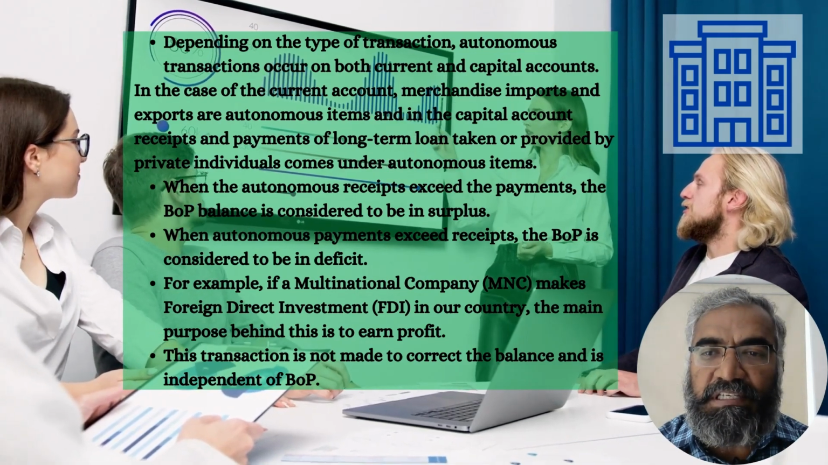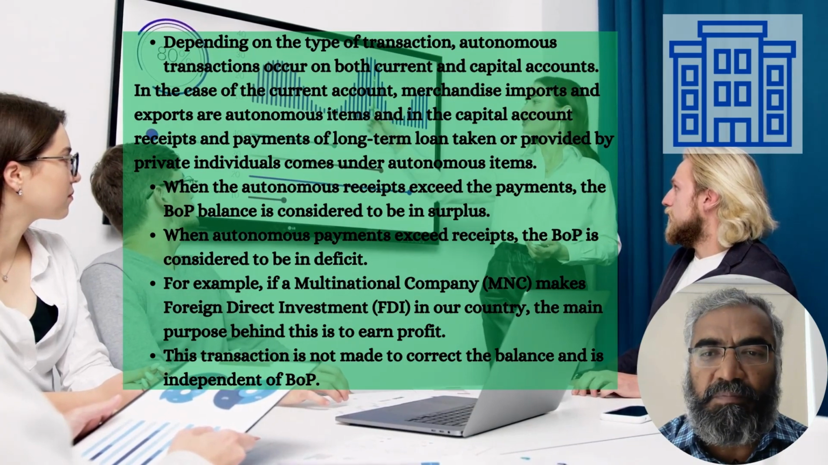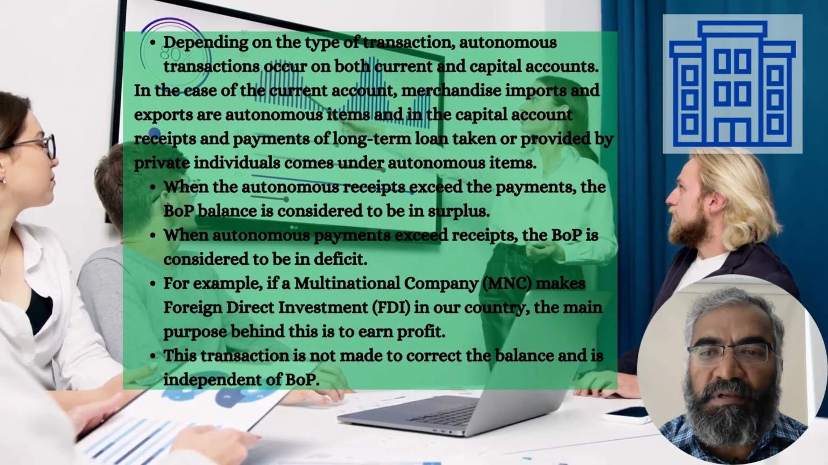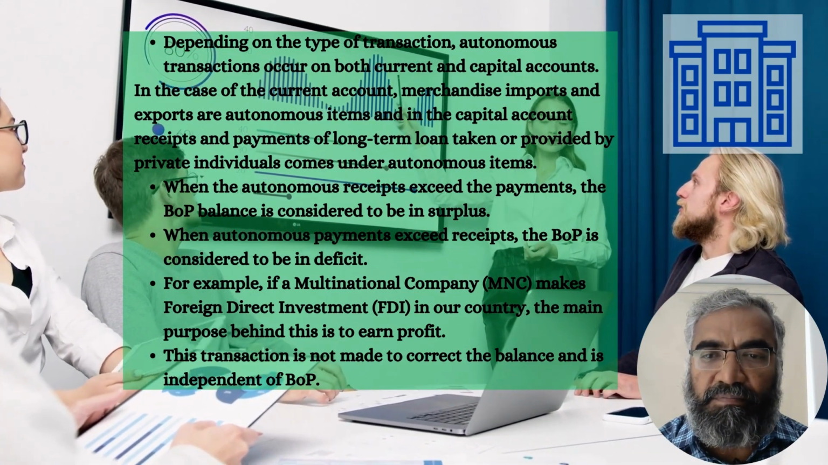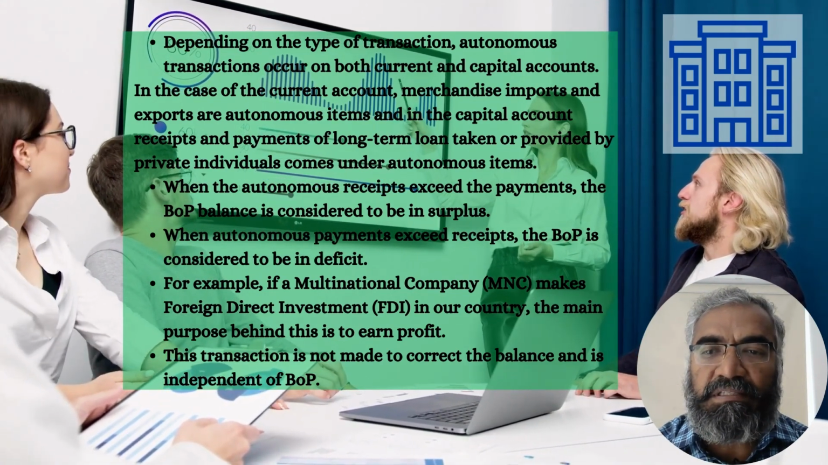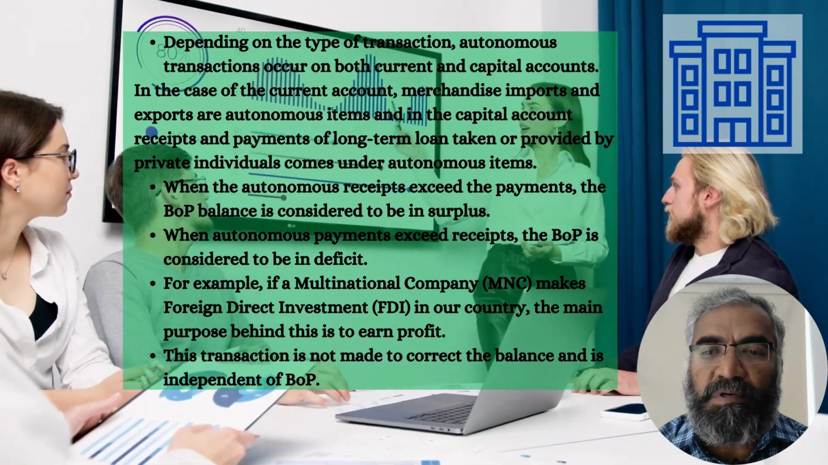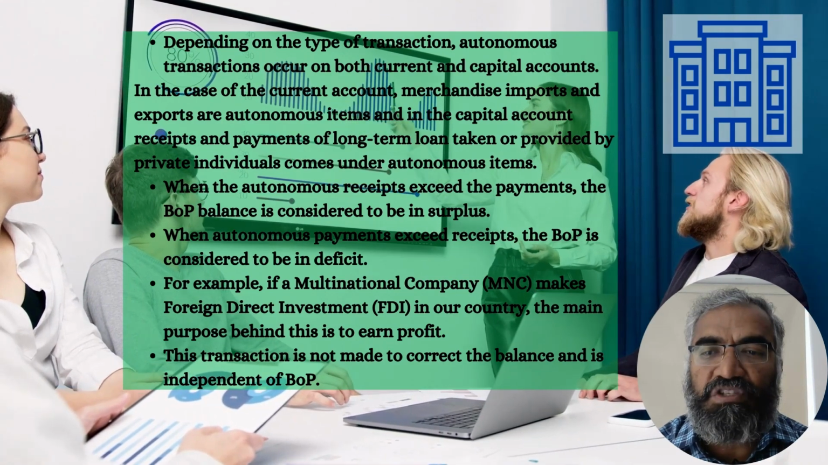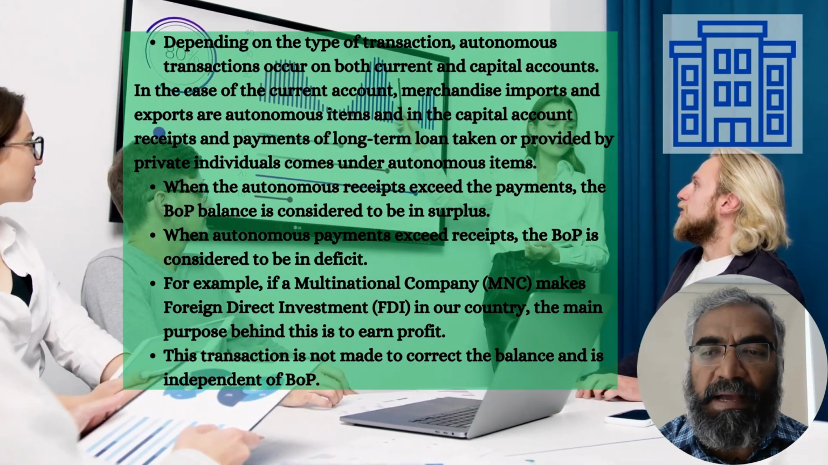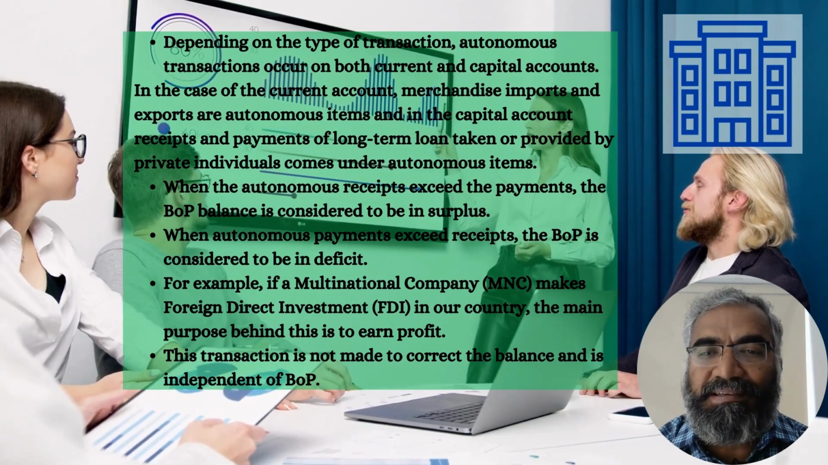When autonomous receipts exceed payments, the BOP balance is considered to be in surplus. When autonomous payments exceed receipts, the BOP is considered to be in deficit. For example, if an MNC makes foreign direct investment in our country, the main purpose behind this is to earn profit. This transaction is not made to correct the balance and is independent of BOP.